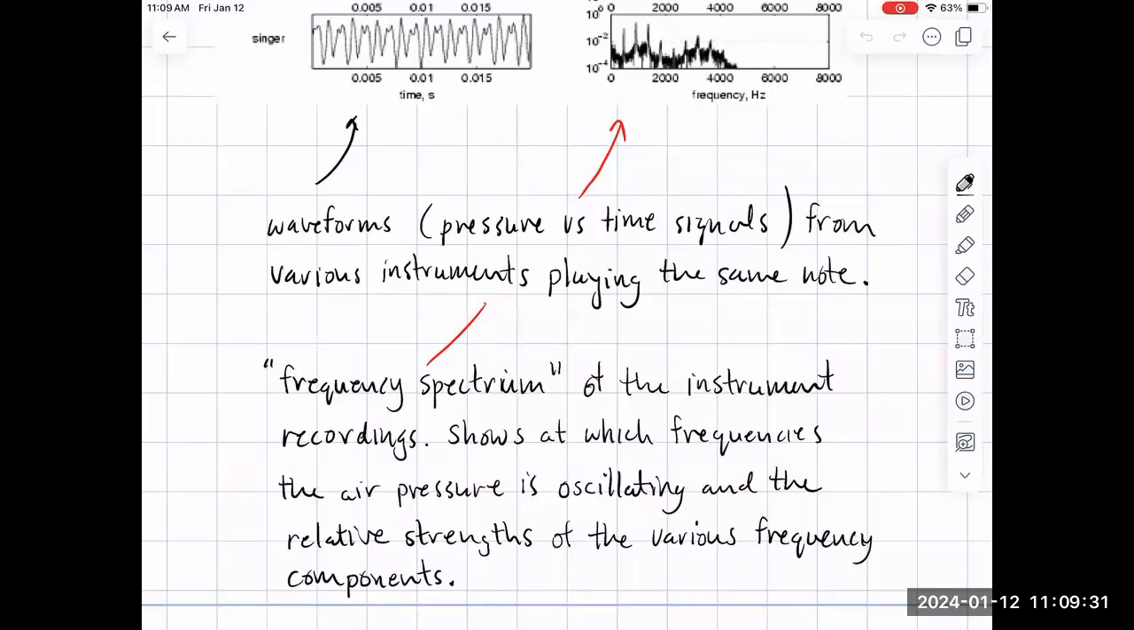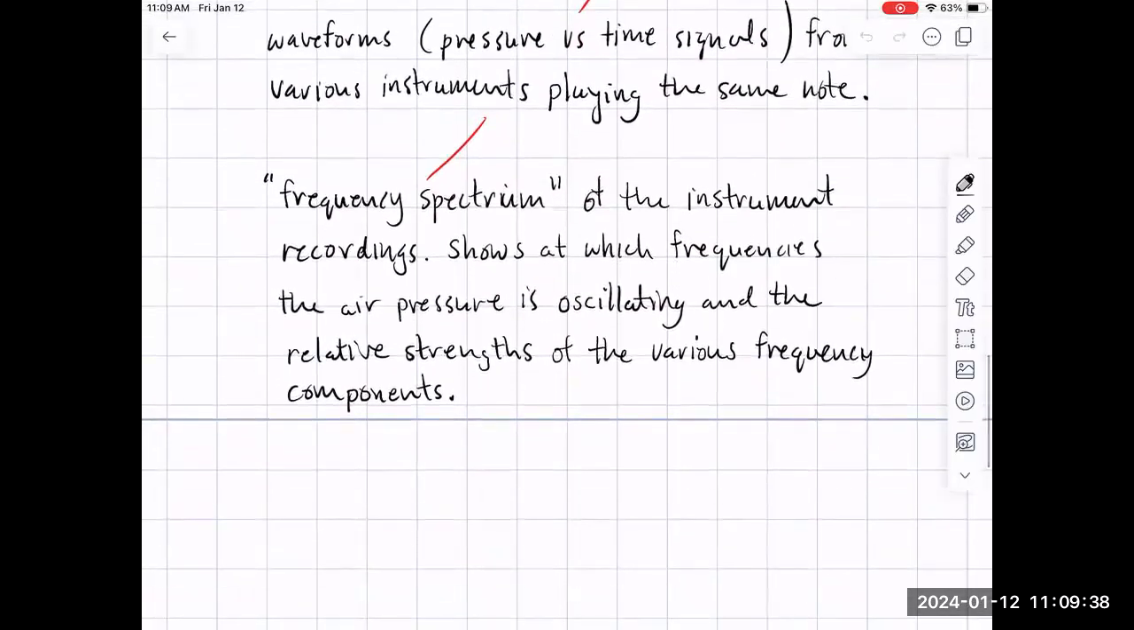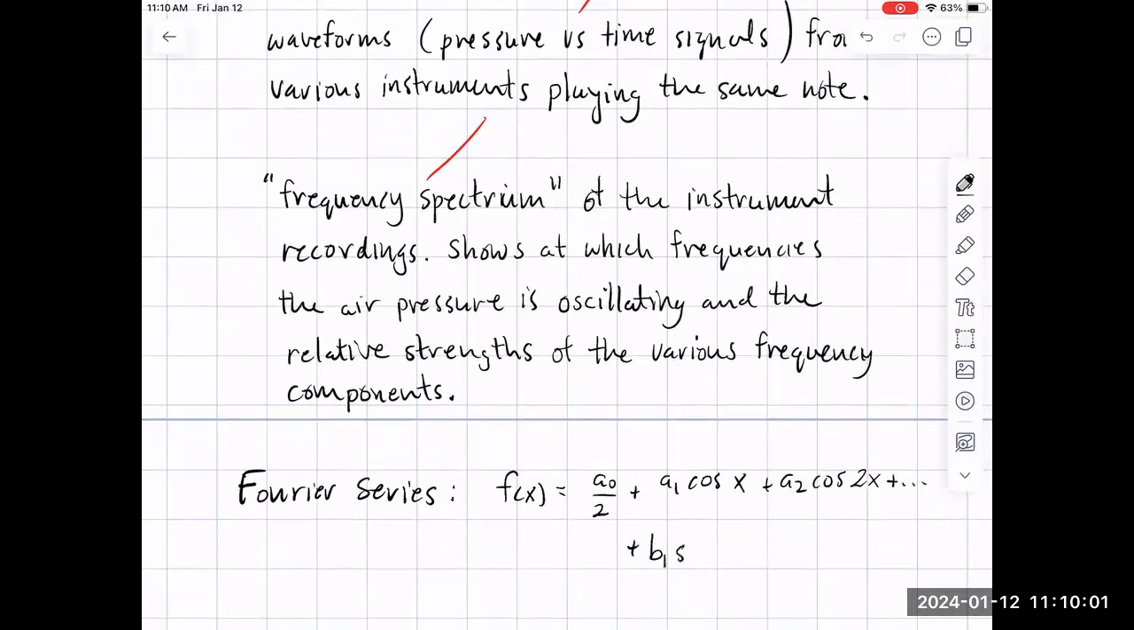Okay, so now we want to get back to our Fourier series. Our claim is that our periodic function is going to be written as a0 over 2 plus a1 cos x plus a2 cos 2x plus and so on. And then there's b1 sin x plus b2 sin 2x plus and so on. To find the coefficients, what we're going to end up doing is evaluating a set of integrals.